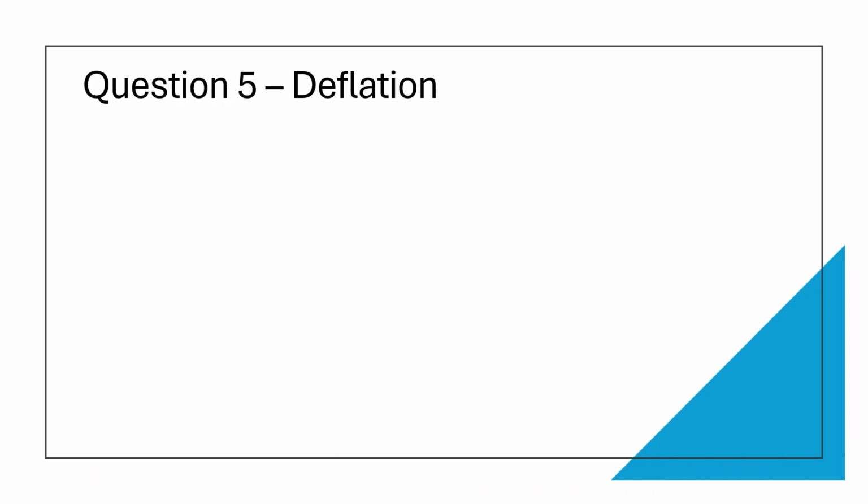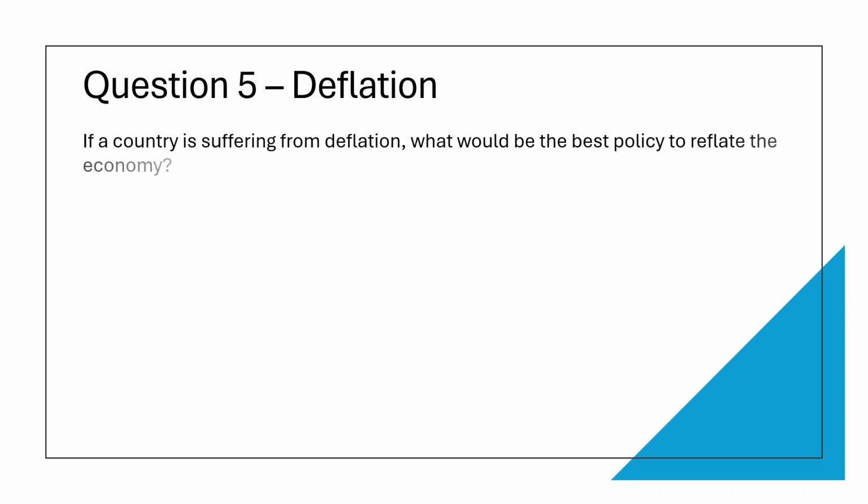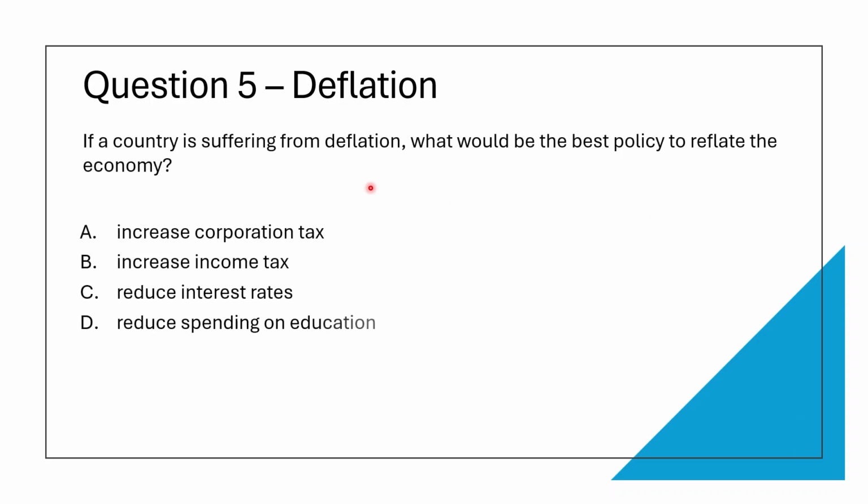Last question is on deflation. The question says, if a country is suffering from deflation, what would be the best policy to reflate the economy? And these are the options given. So first, let's recap what deflation is. Deflation occurs when aggregate demand is too low. So let's check the options given.